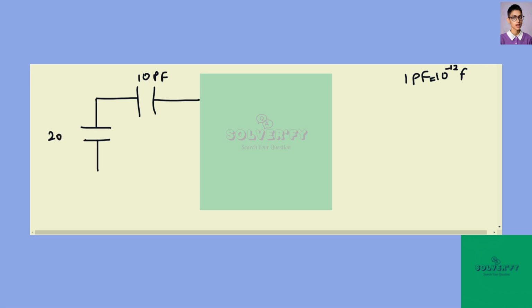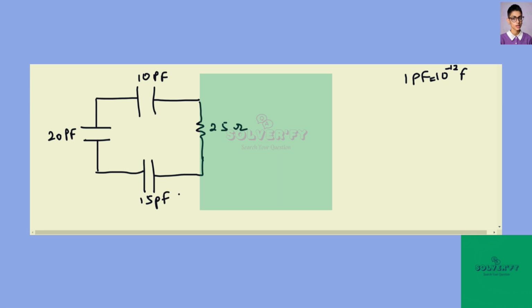So here we have a circuit and a combination of capacitors. Let's say this capacitor is 10 picofarad, and we know that 1 picofarad is 10 to the power minus 12 farad. There is another capacitor of 20 picofarad capacity, and there is a resistor over here of 25 ohm, and there is yet another capacitor of 15 picofarad capacity.